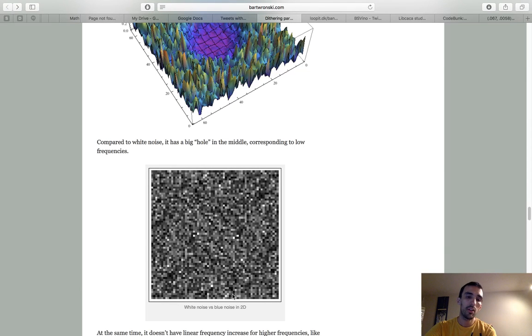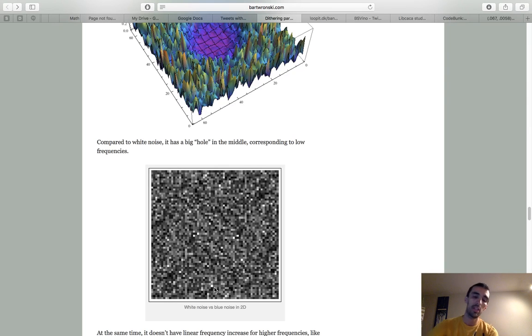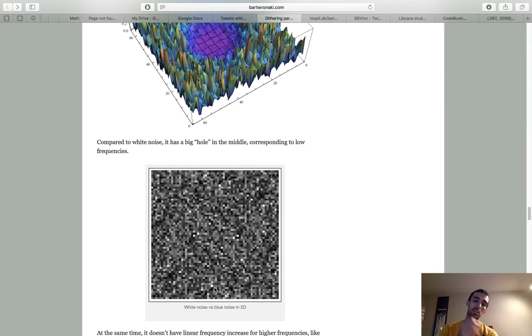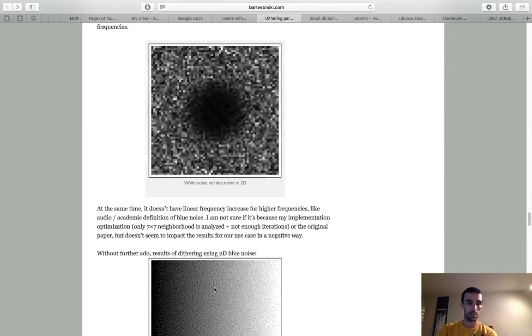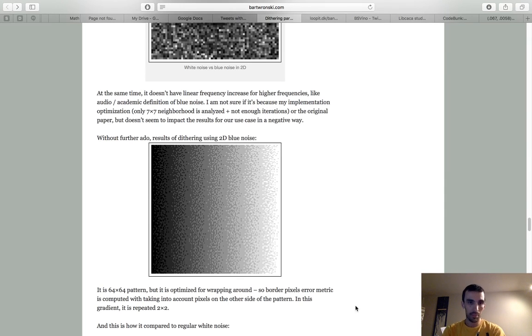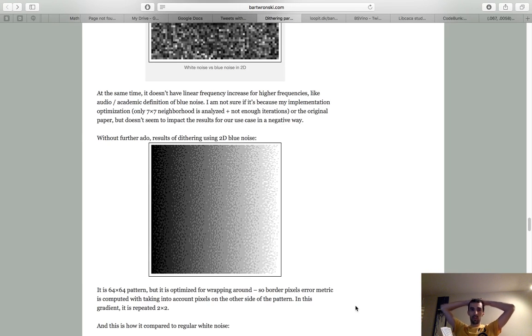So this is the frequency spectrum of white noise versus blue noise. You see white noise has all frequencies present, and blue noise has only the high frequencies present. There are no low frequencies present. At the same time, it doesn't have a linear frequency increase for higher frequencies like the audio/academic definition of blue noise. I'm not sure if it's because my implementation optimization only analyzes a 7x7 neighborhood or the original paper, but it doesn't seem to impact the results for our use case in a negative way.